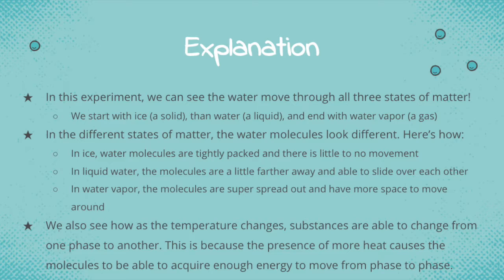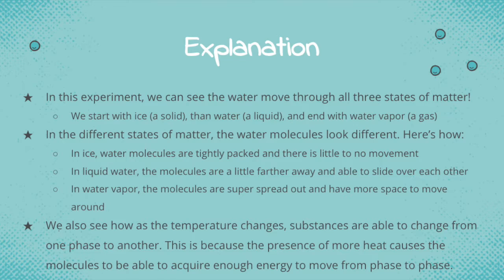In the 3 different states of matter, the water molecules behave very differently. So with ice, the water molecules are tightly packed and there is very little movement. In liquid water, the molecules are a little further away and are able to slide over each other. And then finally in water vapor, the molecules are extremely spaced out, which allows them to have tons of space to move around.